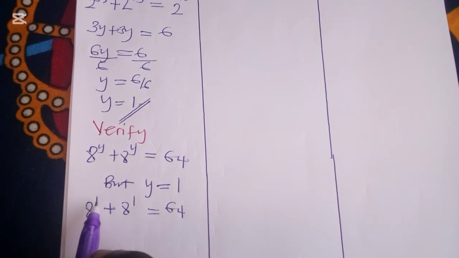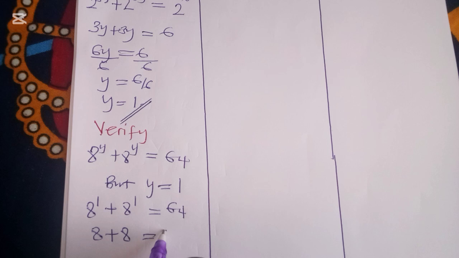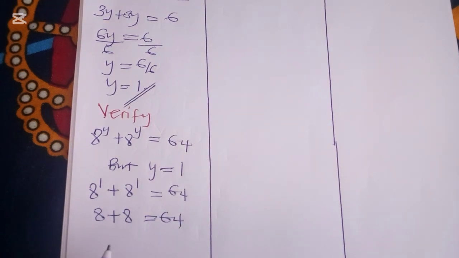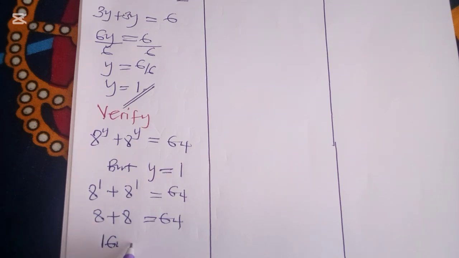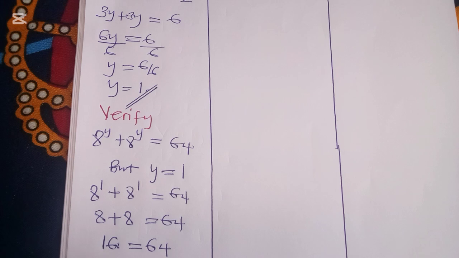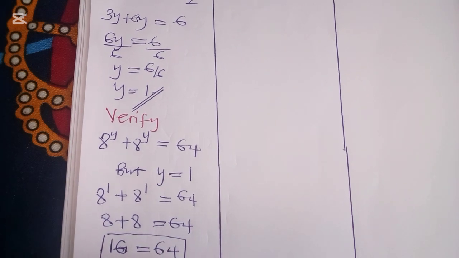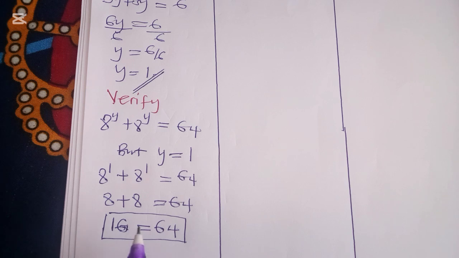Then we know 8 raised to the power 1 is just 8, plus 8 raised to the power 1 is 8. This is equal to 64. Now we say 8 plus 8 is 16, equals 64. So now this is the verification of it. Okay? So it means this part is not equal to this part. Automatically, this is not correct. Are you seeing it? It means this method, this approach that you guys are using, is not correct.